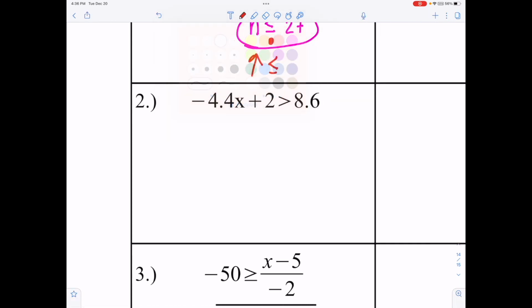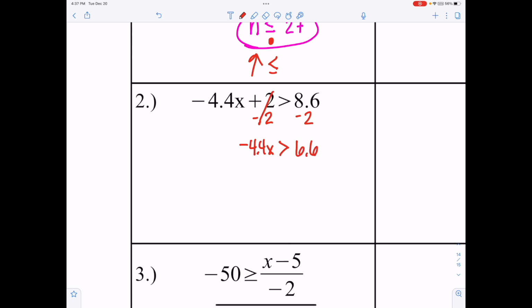Let me get to a color here. All right, we're solving for x, backwards PEMDAS. So we're going to subtract 2 from both sides. Subtracting a negative is okay. Just multiplying and dividing a negative, we need to flip the sign. We create a 0 pair, so we're left with negative 4.4x is greater than 8.6 minus 2, which is 6.6.